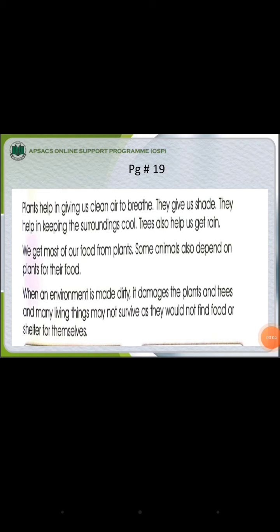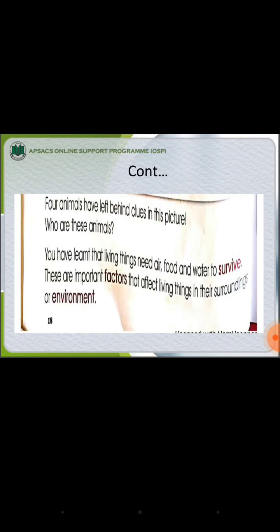When an environment is made dirty, it damages the plants and trees, and many living things may not survive as they would not find food or shelter for themselves. When trees are cut down, the animals that live in them lose their homes. Birds lose their homes and even their young ones when their nests are destroyed.